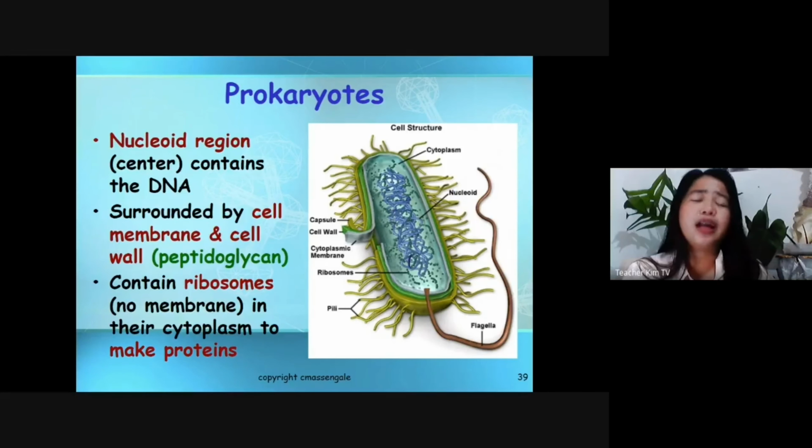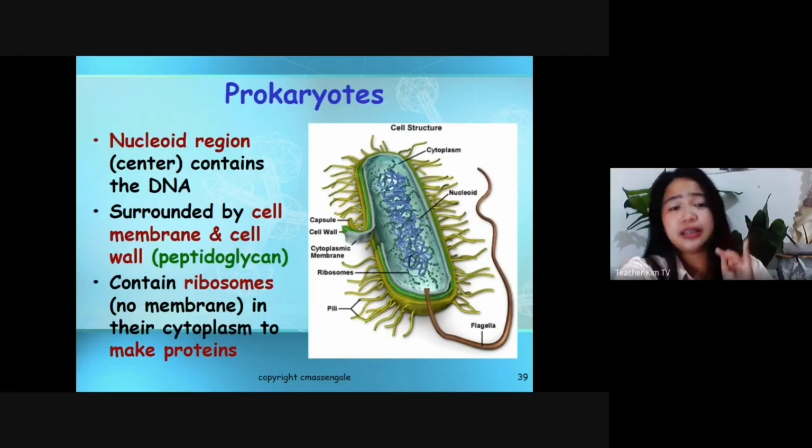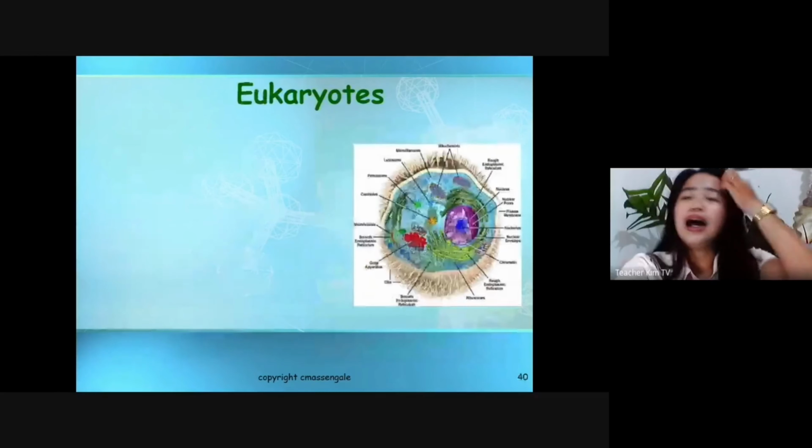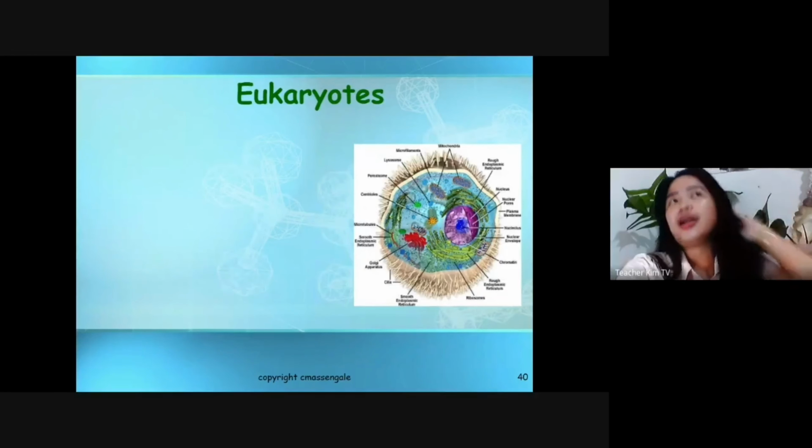So, ribosomes, you all know that it is the site for protein synthesis. So, meron din yon. May DNA, may cell membrane, and then may ribosome. So, yun yung mga characteristics na meron ang prokaryotic cell.